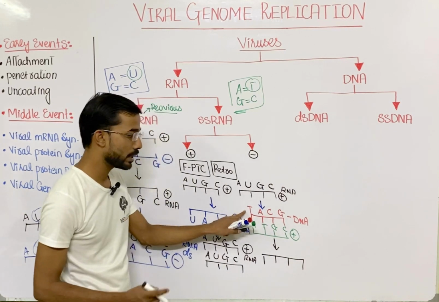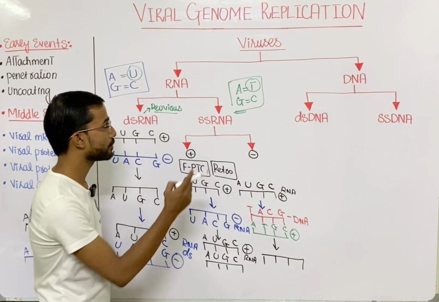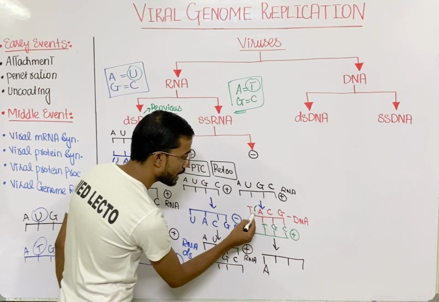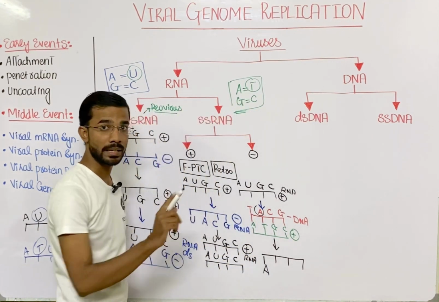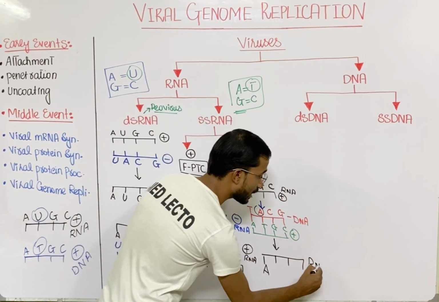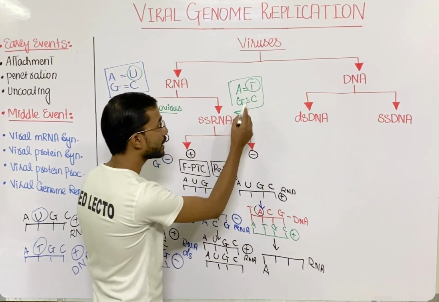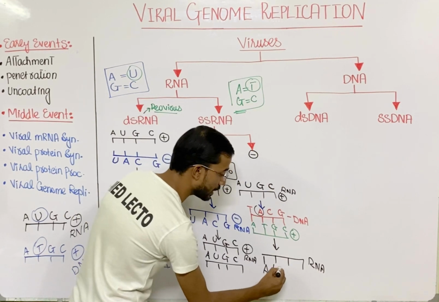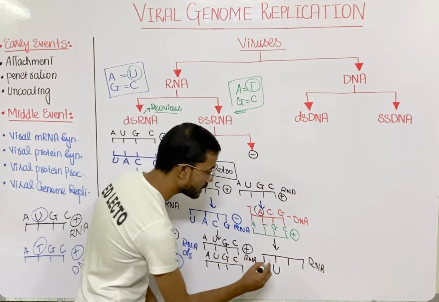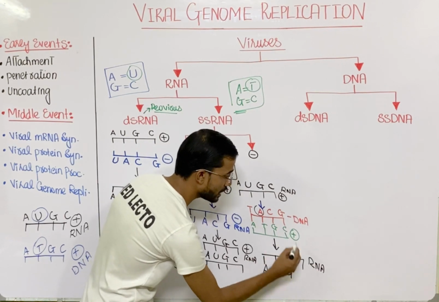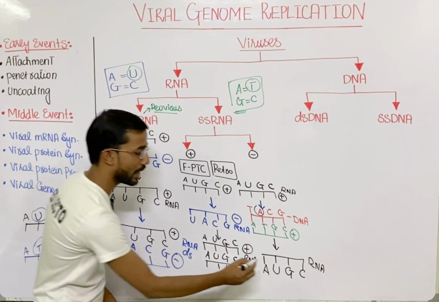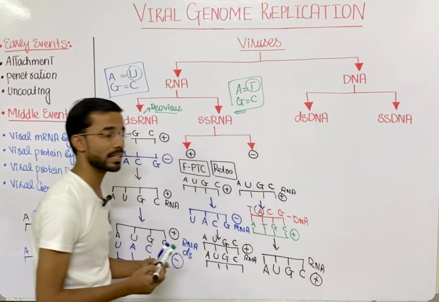So if you see here, T is opposite to the A. Here is the A. A is opposite to T. But now this is the RNA. We cannot use the T. We will replace it by the uracil. And C is replaced by the G and G is replaced by the C. Now this is just similar to the previous one, that is the positive polarity single stranded RNA.